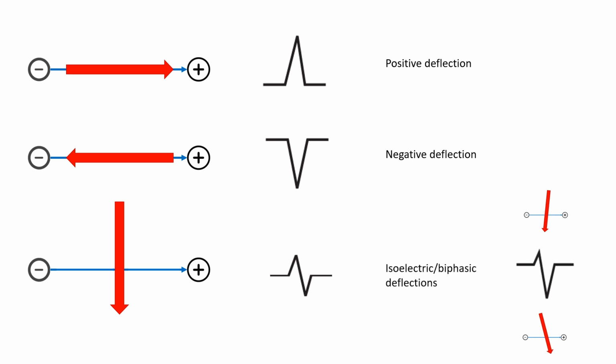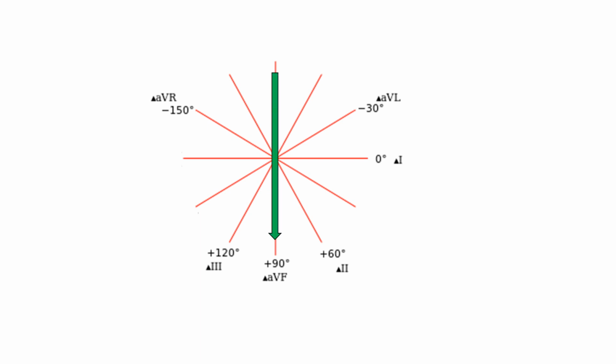Let's look at an example. In this case, the flow of electricity is moving in the direction of positive 90 degrees. This is perfectly parallel to lead AVF, and it's moving in the direction of lead AVF's positive electrode. Therefore, lead AVF will record a strong positive deflection. The flow is also moving in the direction of the positive electrodes of leads 2 and 3, although not perfectly parallel to either of them. Therefore, they will record moderate positive deflections.